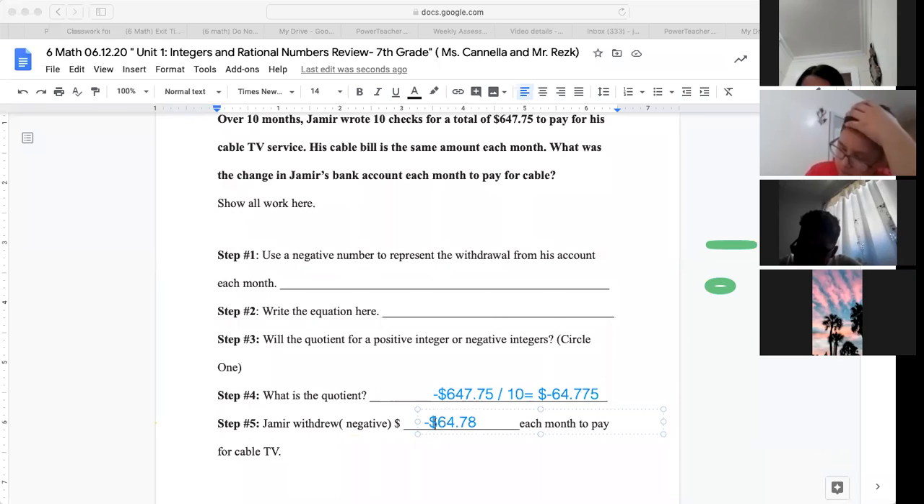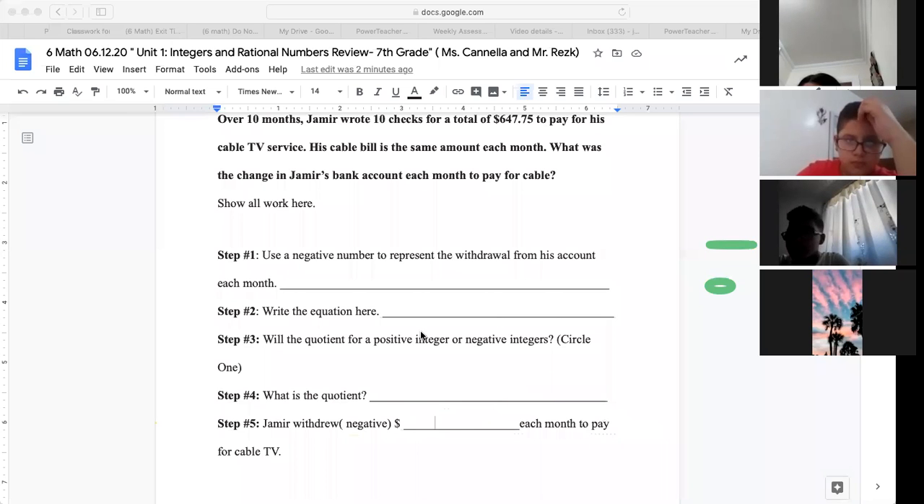You're going to pay about an extra 5 cents for 10 checks, which is going to be an extra 50 cents. Stop writing on my screen right now. I only have 1 student that's writing. That student helped me at 8. I know who that is. Okay, Hector, you're going to read me the next question. So the answer is negative $64.78 each month, and times 10 it's going to give you 5 cents more than $647.75. Okay, we're going to move on to the next one.